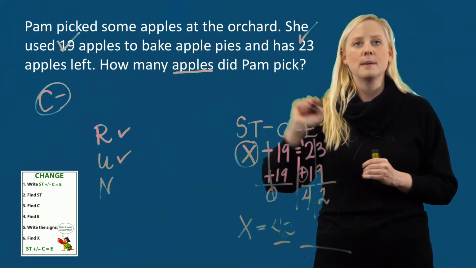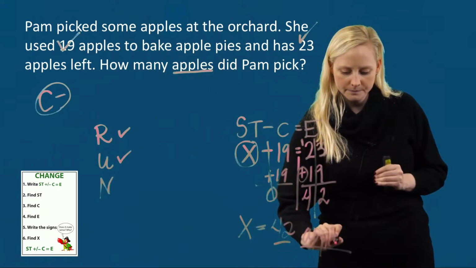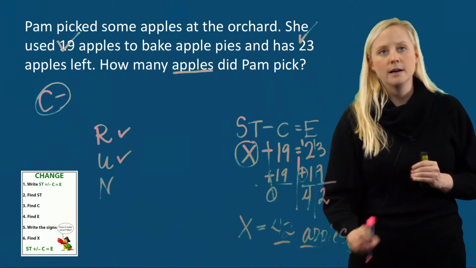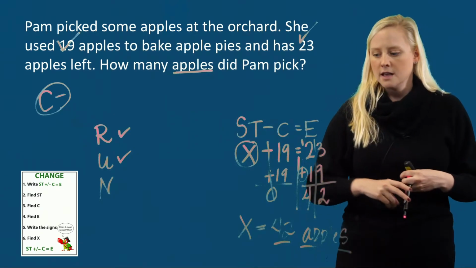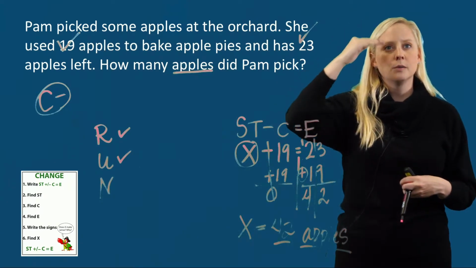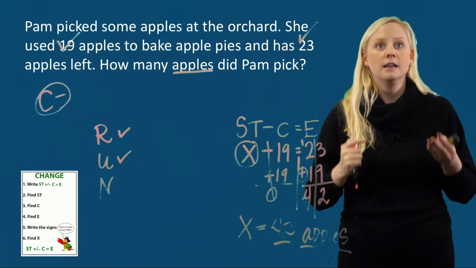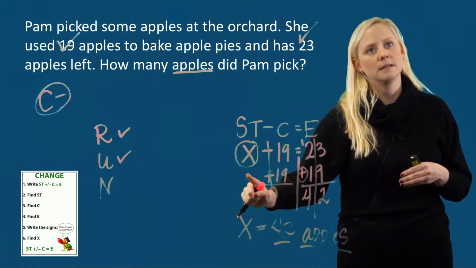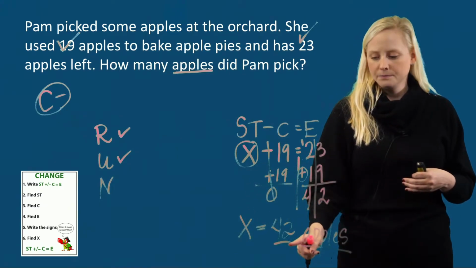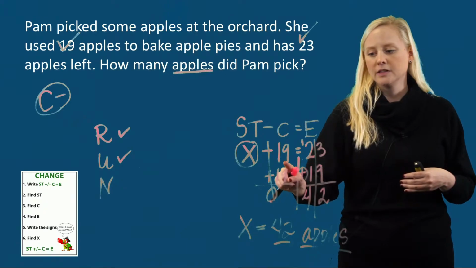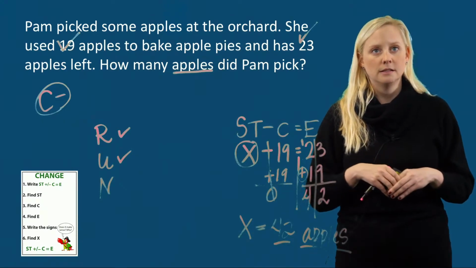When I look at my problem, I see that I've underlined apples. So I'm going to write apples as my label. I have my number and my label. Now I need to check and make sure that my answer makes sense. If we have 42 and we use 19, does it make sense that we would have 23 left? Yes. When the start amount is missing, we tell students that the start amount is the greater number. Here, 42 is bigger than 19 and 42 is bigger than 23, so we know that our answer makes sense.